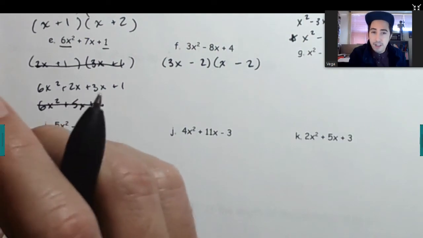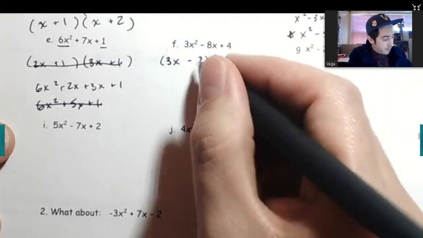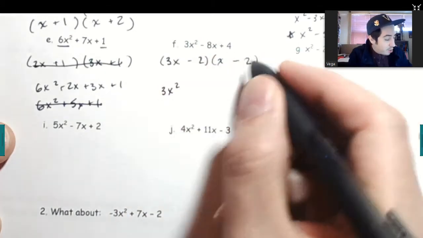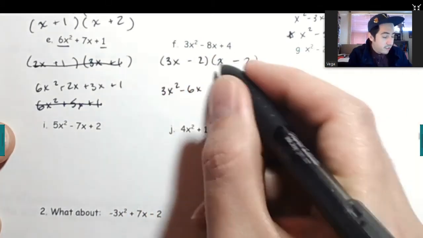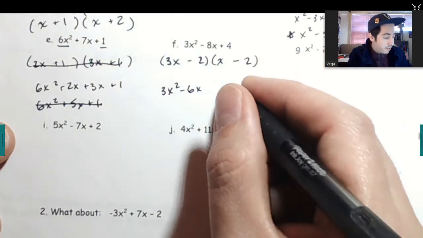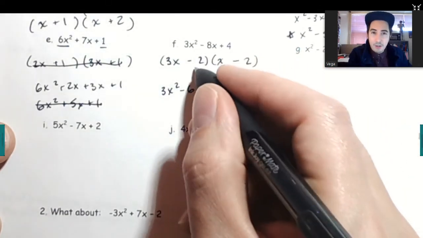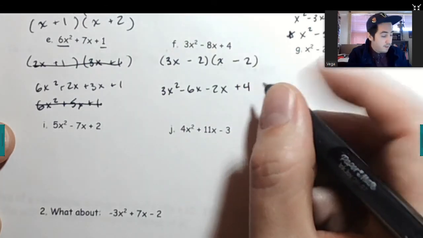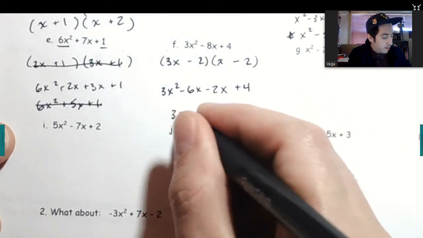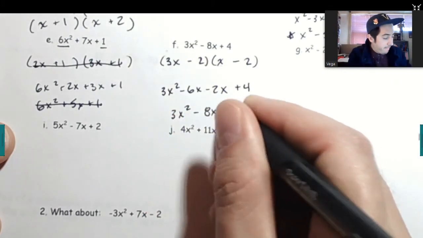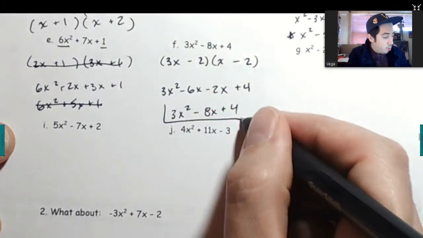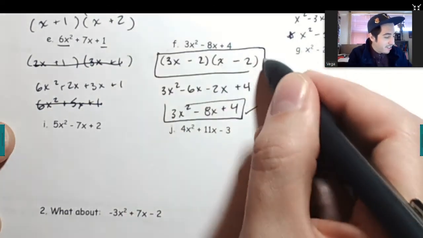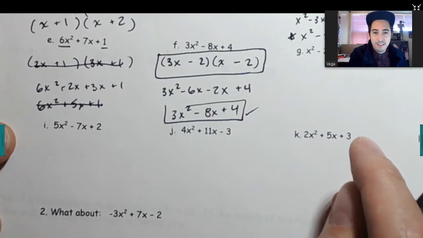And then, of course, if you FOIL that out, let's do it again. 3x times x, 3x squared. 3 times negative 2 is negative 6x. Negative 2 times x, negative 2x. Negative 2 times negative 2 is positive 4. And you have what you started with. I shouldn't have boxed that. This is what I'm boxing. So there's your answer right there. So you check your work.